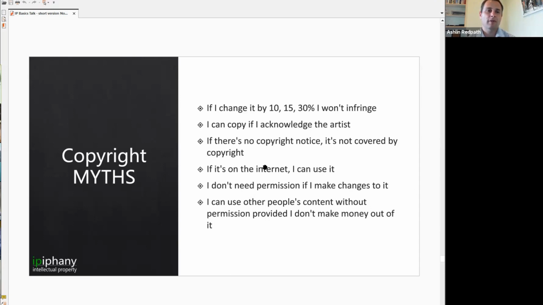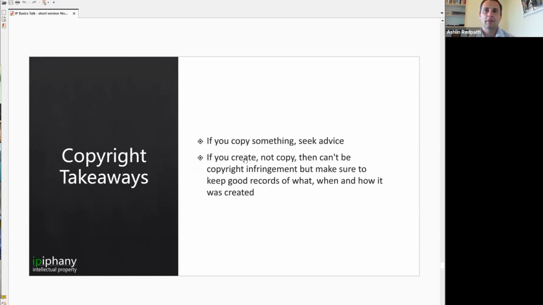And even for private use, you're still infringing copyright. It doesn't need to be commercial. So if you are going to copy something, seek advice from a lawyer who's specialized in copyright, and yeah, ask that advice.